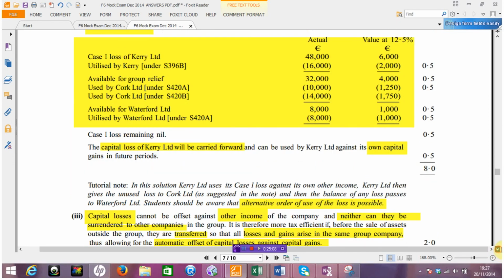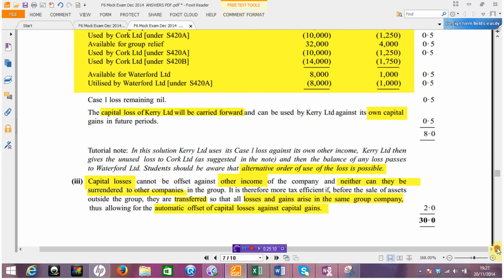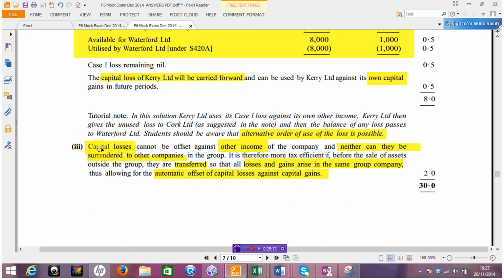Okay. Next point here is in relation to point 3. It's just really what I've been mentioning about this capital loss situation, and certainly capital losses can't be set against other income. We should know that, and they can't be surrendered as I've just mentioned. So in terms of a planning point, what they could do is transfer assets so that gains and losses arise in the same group company. That would mean, in effect, an automatic set-off. So just watch out for that slightly quirky thing. Losses cannot be transferred. So certainly try and avoid doing that. That's about it.